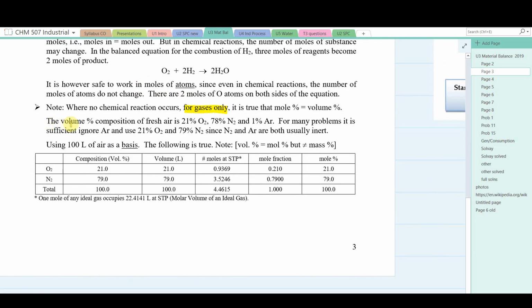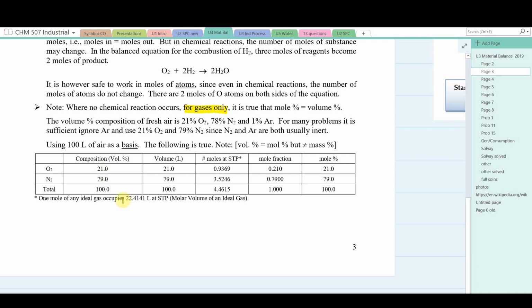Often we'll be dealing with air. It's used in many processes, so we need to talk about it. The percent composition of fresh air is 21% oxygen, 78% nitrogen, 1% argon. Now for many problems, most problems, it's sufficient to ignore the argon and just say it's 21% oxygen and 79% nitrogen, because nitrogen and argon are generally both inert in most processes. If we have 100 liters of air, we can say there's 21 liters of oxygen and 79 liters of nitrogen. We can say there's 21 volume percent, right? 21 of 100 volume percent of oxygen, 79 volume percent of nitrogen.